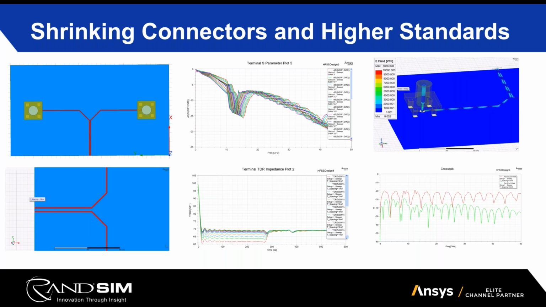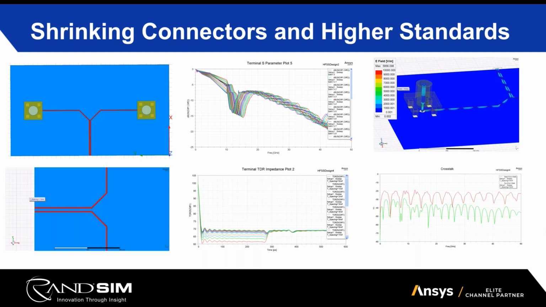So at these high speeds and high frequencies, the RF transitions and the connector transitions are going to have a higher impact on the signal than at some of our lower frequencies. So it's very important that we're accurately modeling our connectors so we get an accurate signal when we're doing our simulation.